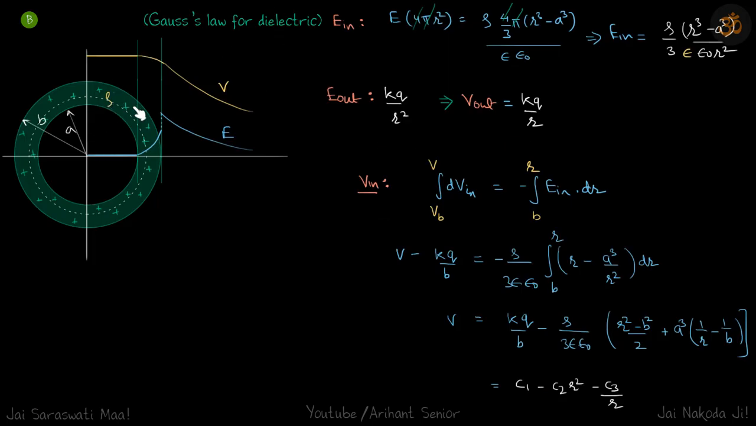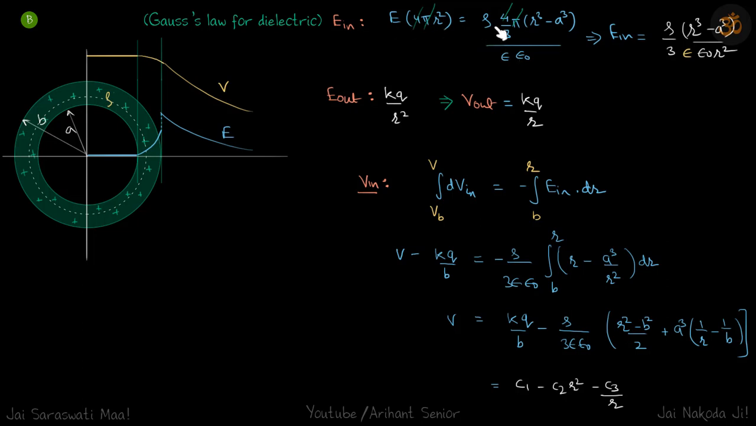So here we have to use the Gauss law now, because we need to calculate what is the charge inside the surface, and from there we'll find the electric field at this point, and we'll divide that by epsilon to get the actual electric field. So E into 4 pi r square is equal to Q in by epsilon naught. So this is the Gauss law for dielectric. So whatever electric field we get here, we'll get a factor of epsilon at the denominator.